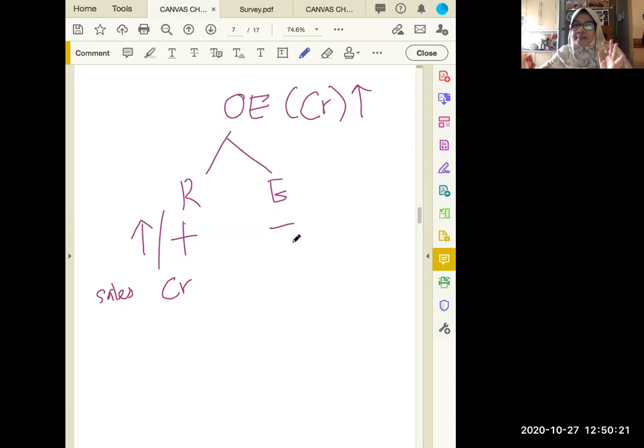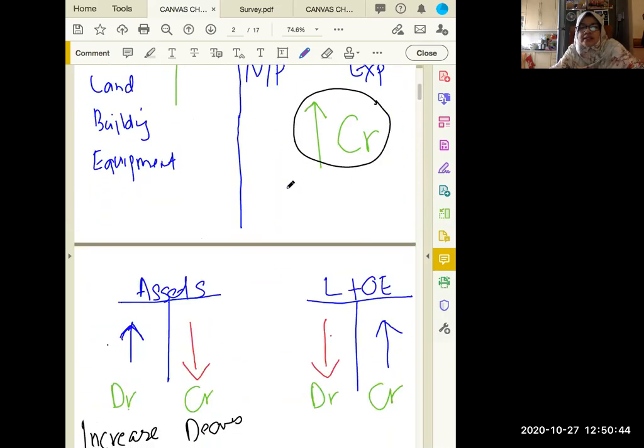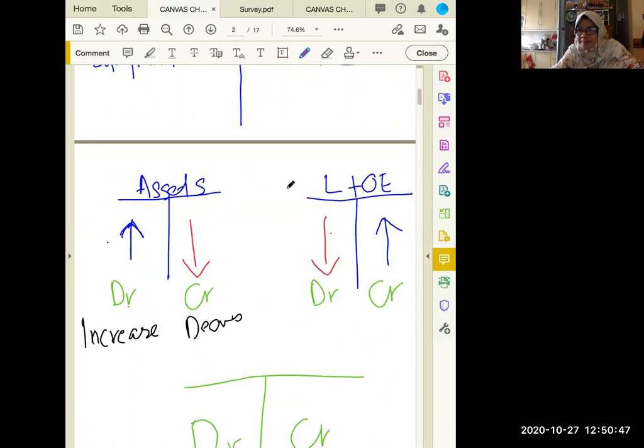But for your expenses, expenses reduce your owner's equity. So whenever you reduce your owner's equity, you're going to debit the account. It always goes back to our first principle. Owner's equity is on the credit side. Whenever there's a decrease, you're going to debit the account. Do you see this? Okay, here. Whenever we talk about owner's equity, we talk about expenses. Owner's equity increases in the form of revenue.